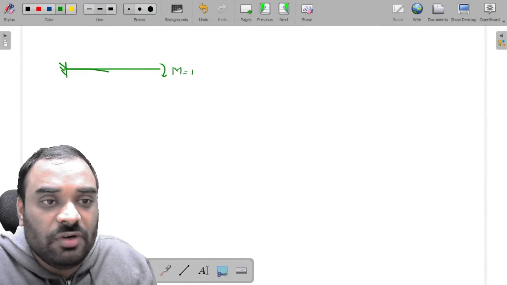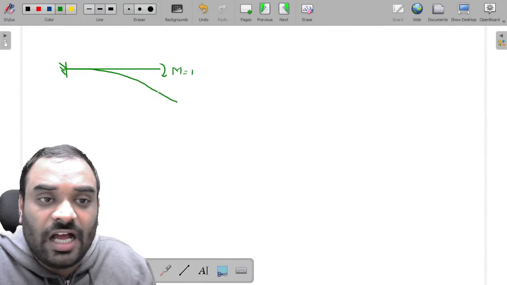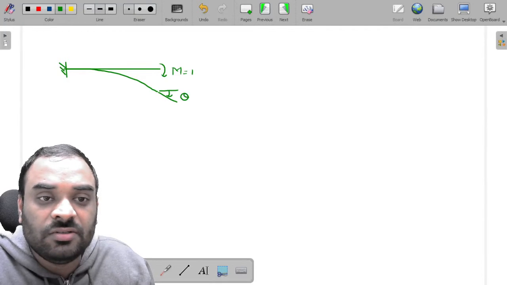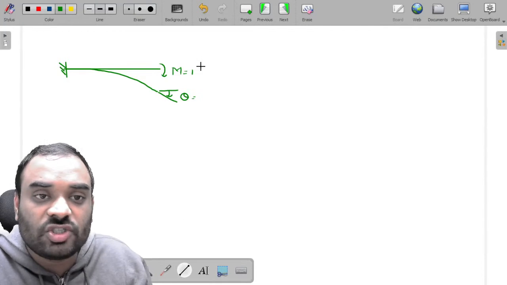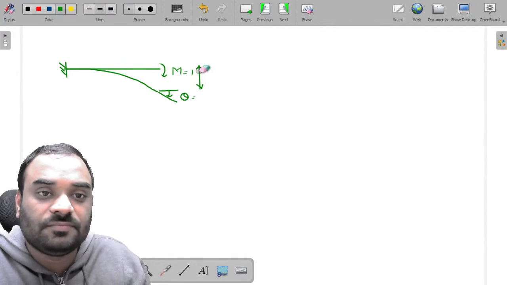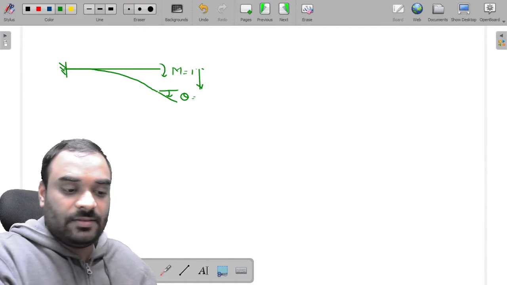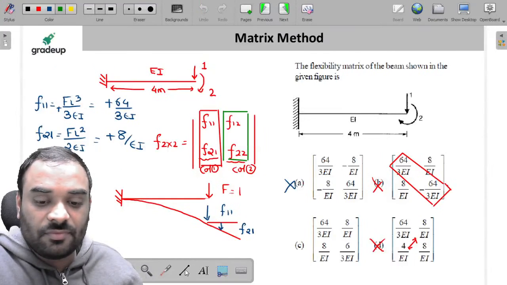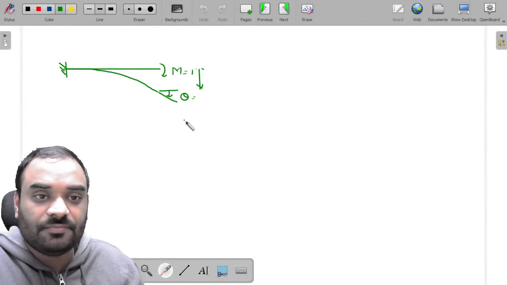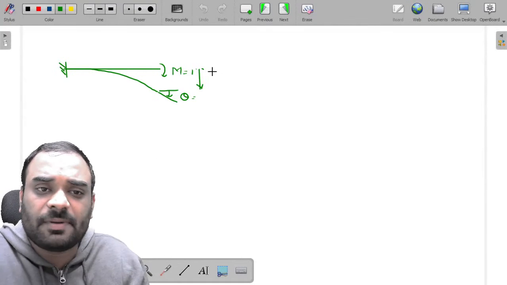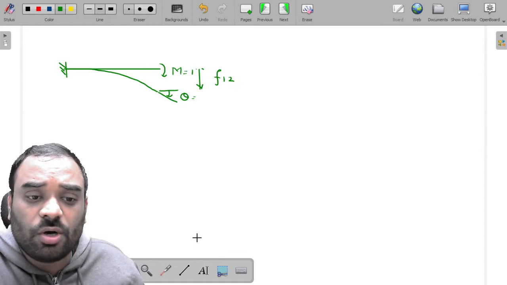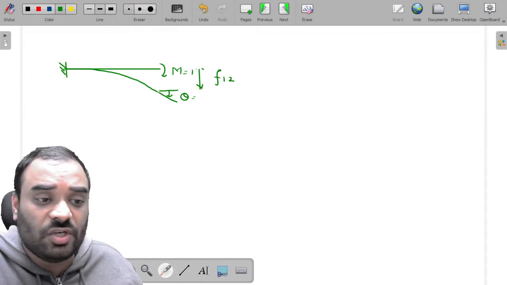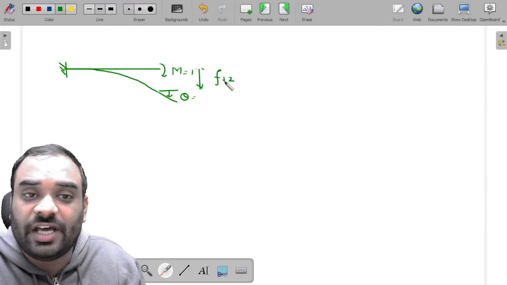So what will happen? It will try to deflect in this manner and you will get a theta over here, right? As well as this delta. Okay, sir. Now, just see this one, my friends. This particular element, what does it represent? It represents F12 because we are applying unit moment in direction 2 and measuring the displacement in direction 1.